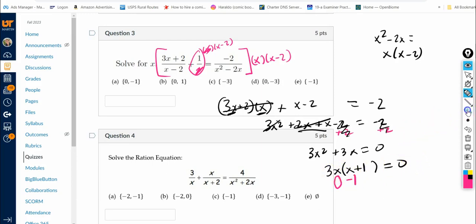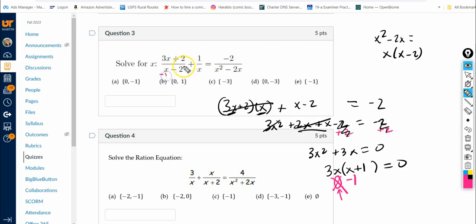But I just have to go back and check that it's allowed in the original equation. So if x is 0, then it's not allowed here because that would give me 1 over 0. So this is actually an extraneous solution. So that's not allowed as a general solution. But x equals -1 should be just fine.